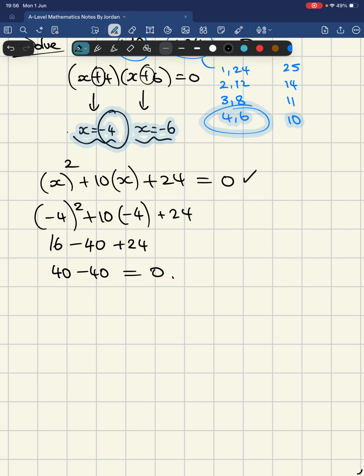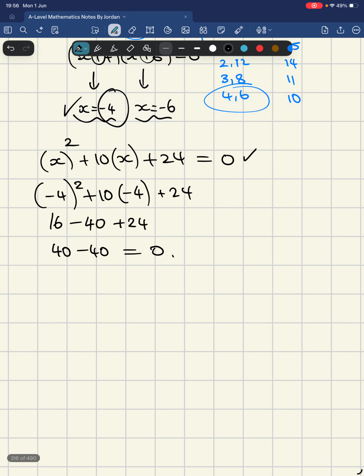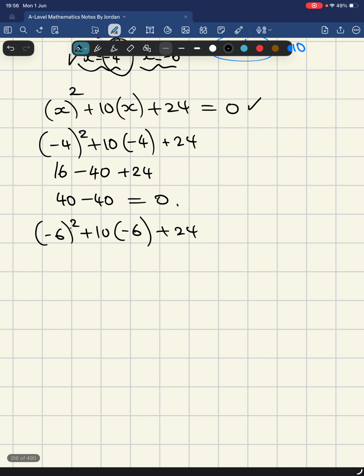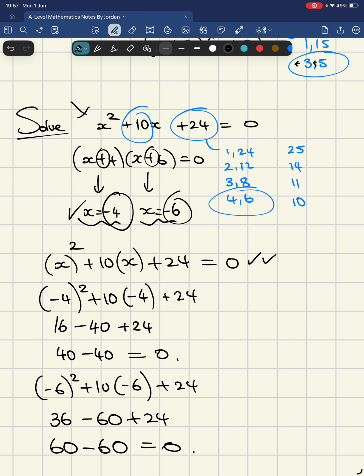So that tells me that this value is good. And if I was just to check the other one, this should also be 0. Whenever I square a negative or a positive, it's always going to be positive. So here that would be 36. Positive times negative here gives us -60, and then +24. Adding the 36 and the 24 gives me 60, and you can see that gives me 0 at the end again. So both of those are good.